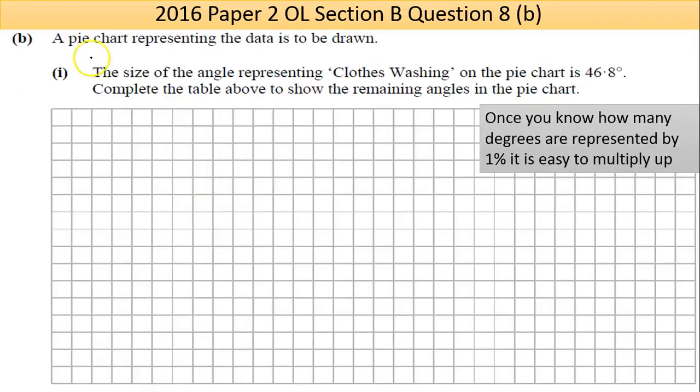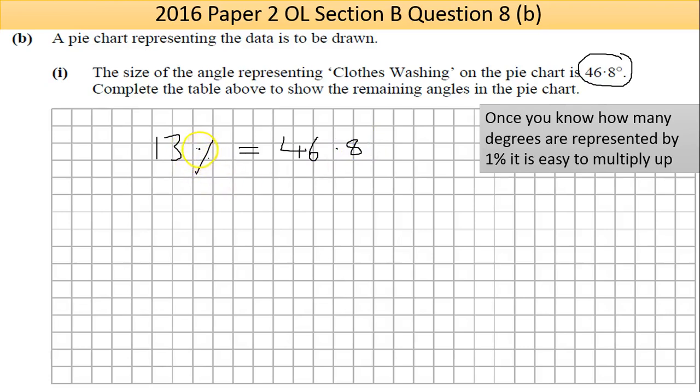So move on to B. Okay, so saying a pie chart can be used to represent the data is going to be drawn by you. The size of the angle representing clothes washing on the pie is 46.8 degrees. You were told that on the table. Complete the table below to show the remaining angles in the pie chart. So what I always do here, with any conversion, if you know what 1% equals, then you know what 2% equals, etc. So you can put your statement that 13% equals your 46.8 degrees.